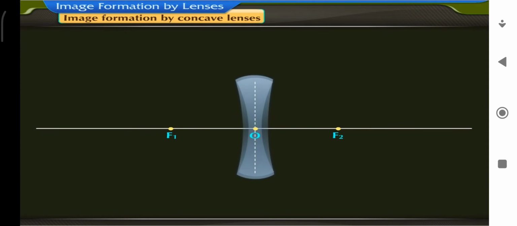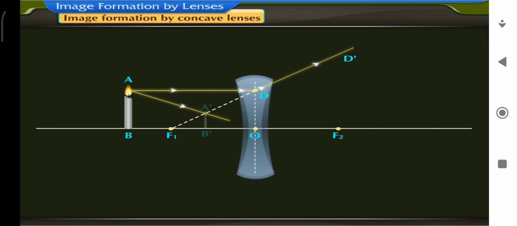Let us consider two positions of the object to study its ray diagram. Let the object, that is, the candle, be AB, placed in front of the concave lens anywhere between the optical center and infinity. Let us consider a ray AD traveling parallel to the principal axis. It gets refracted as a ray DD' so as to appear to come from the focus f1. The ray AO traveling towards the optical center O passes undeviated after refraction as OO'.